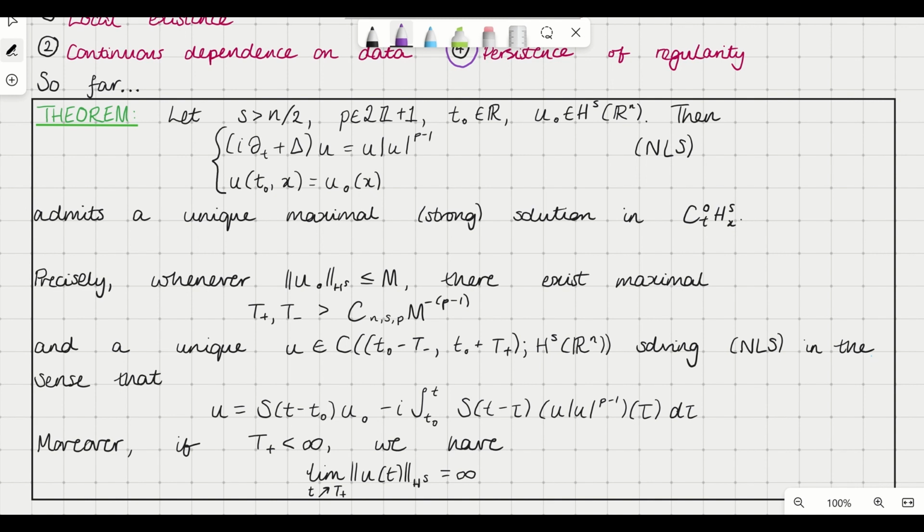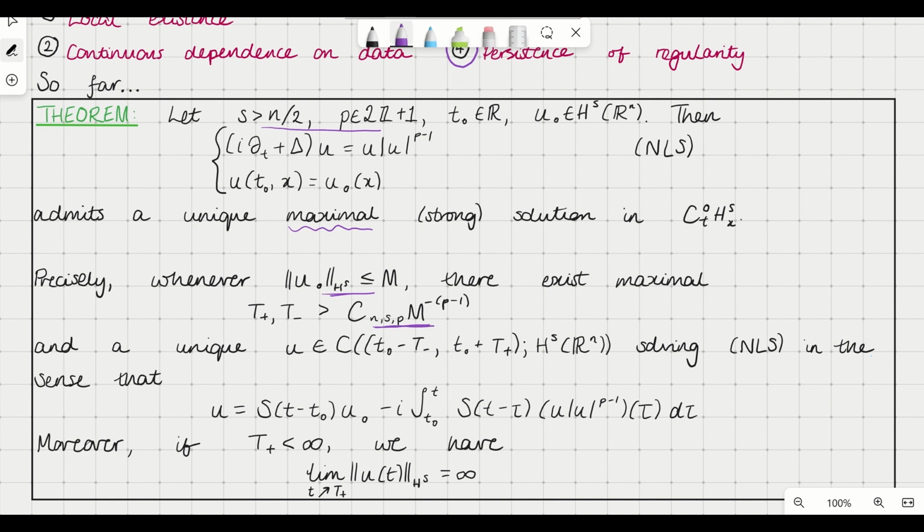So all it says is that for s, p satisfying the usual conditions, any initial time t0, and any initial data u0 in H^s, we have a unique, maximal, strong solution in C^0_t H^s to our nonlinear Schrodinger equation. To be very precise about what maximal means: whenever our initial data in H^s has norm at most M, there exist maximal times t plus and t minus which are at least as large as this function of the size of the initial data.